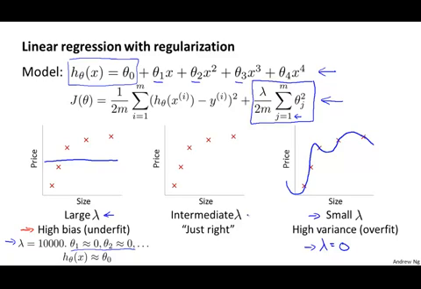And it's only if we have some intermediate value of lambda that is neither too large nor too small that we end up with parameters theta that give us a reasonable fit to this data. So how can we automatically choose a good value for the regularization parameter lambda?